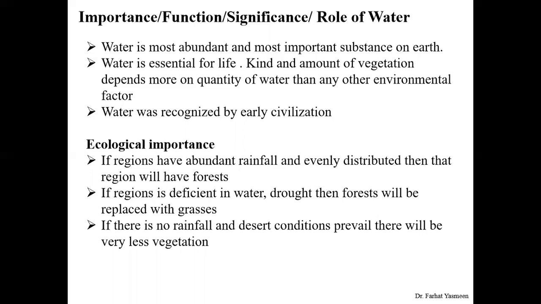If a region or an area has abundant rainfall or an excess amount of water, then there will be even distribution of plants, and there will be forest. But if any region is deficient or has insufficient water, then there may be drought or desertic conditions, and grasses will replace the forest. If there is excess water, there could be forest, and if water is in deficient amount, then grasses could be present. If there is no rainfall at all, then desertic conditions could prevail, which also reduce vegetation. In all these ecological areas, the type of vegetation depends on the amount of water present there.